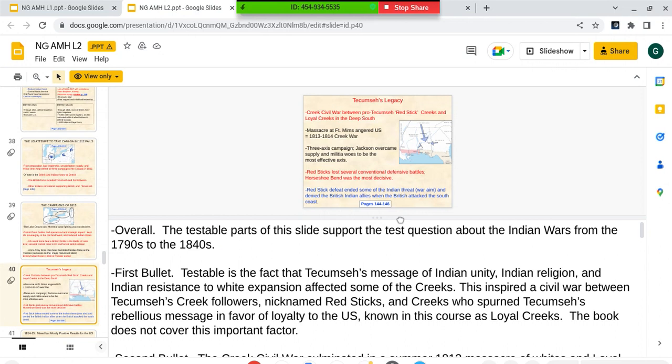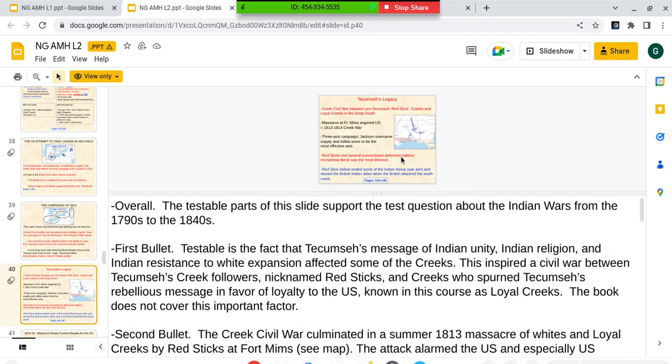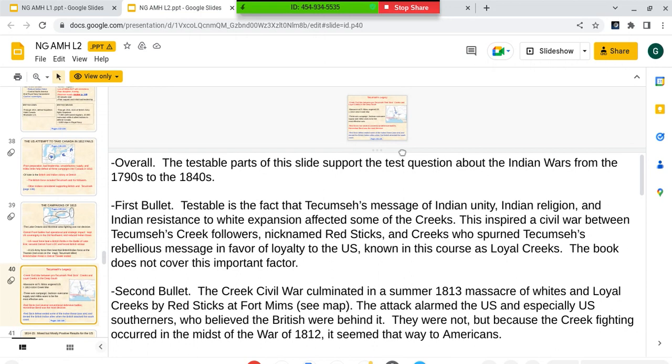The testable parts of the slide support the test question. Okay, first bullet. Testable is the fact that Tecumseh's message of Indian unity, Indian religion, and Indian resistance to white expansion affected some of the Creeks. This inspired a civil war between Tecumseh's Creek followers, named the Red Sticks, and the Creeks who spurned Tecumseh's rebellious message in favor of loyalty to the United States, known in this course as the Loyal Creeks, which we talked about. That's not something covered in the book, but it is something that is testable here.